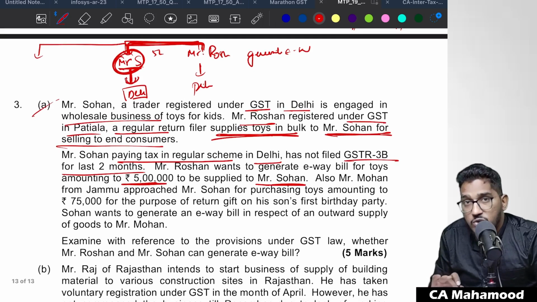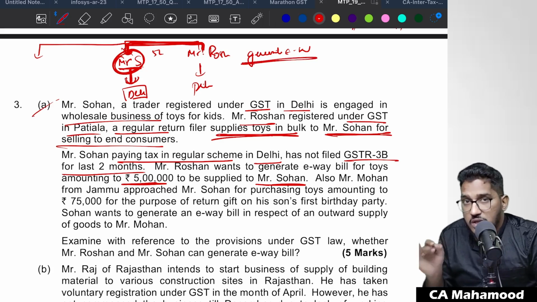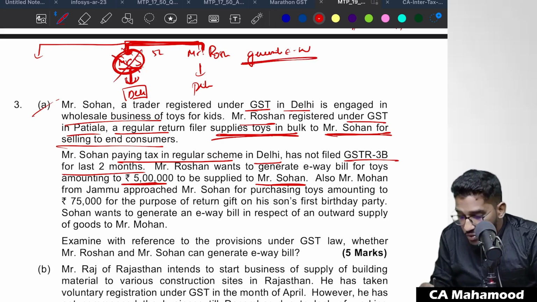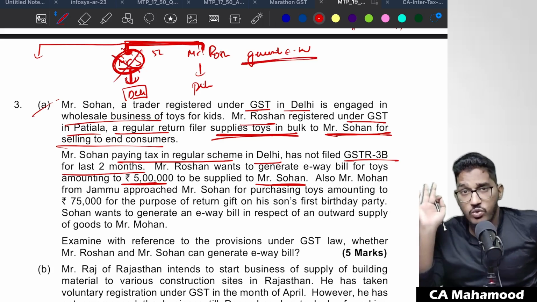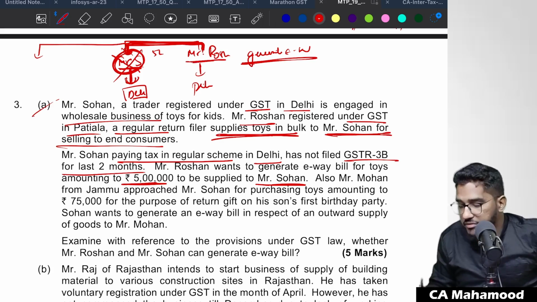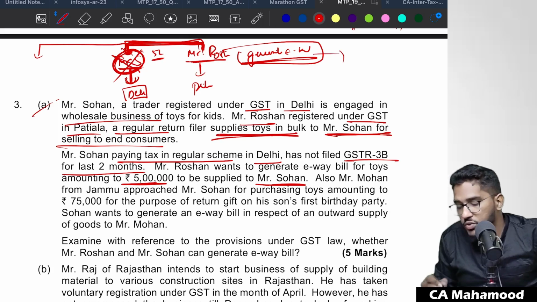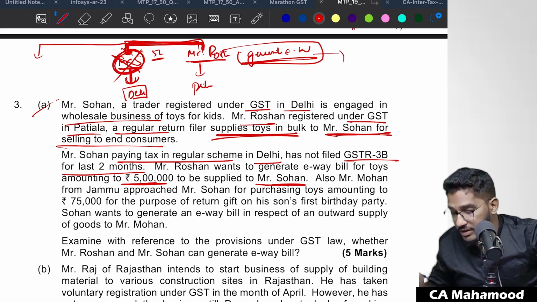Yes, will not be able to generate the e-way bill. But if Roshan wants to generate the e-way bill for supply which he is making to Sohan, can he do it? Yes, he can do it. So e-way bill generation facility will be blocked only for the person who made the default. Here, Roshan is a regular tax filer. He did not make any default. If he's making supply to Sohan worth 5 lakh rupees, can he generate e-way bill? Yes, he can generate e-way bill. Blocking is there only for this Mr. Sohan, who is a defaulter.